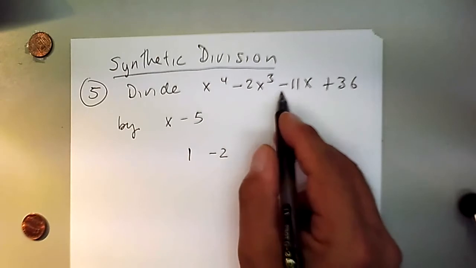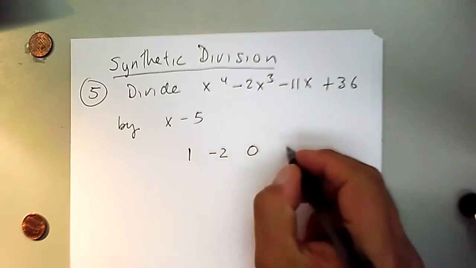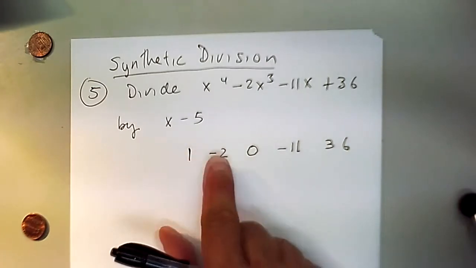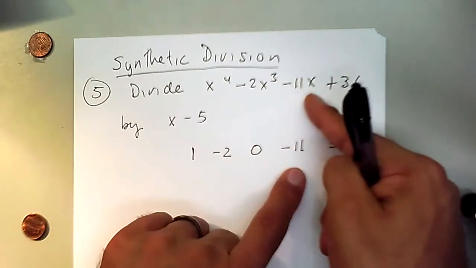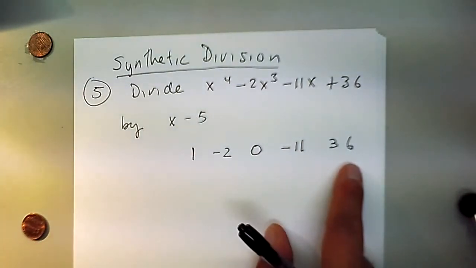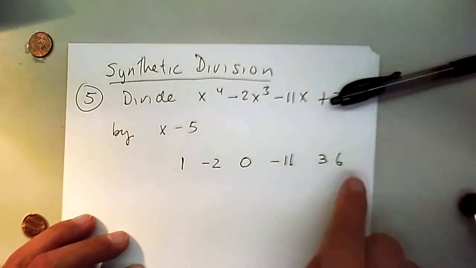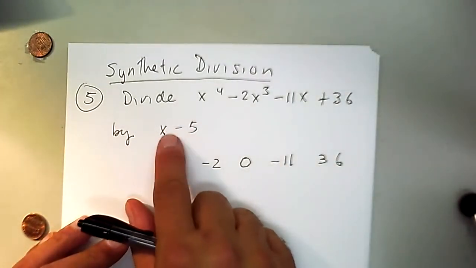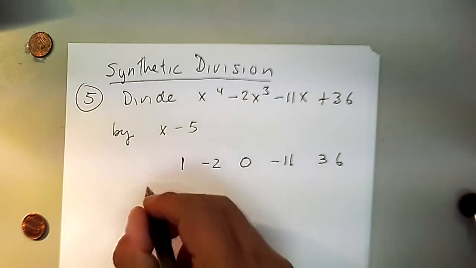We're going to say, wait a minute, there is an x squared missing, so we're going to put a 0 for the x squared, -11, and then 36. So we got degree 4, degree 3, degree 2 missing, degree 1, degree 0. We have to go from whatever the highest is down to degree 0, and all of them should be there. If there was no 36 here, you would still put a 0 there. Put the 5: if we're subtracting 5, put a positive 5.